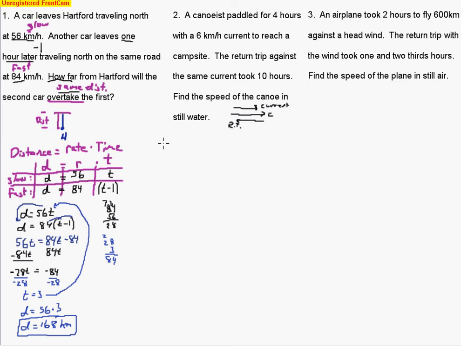So again, it's distance equals rate times time. So we're going to set up our two parts. We've got with current, and then we also end up going against that current. Just like on the last problem, we had the slow car and the fast car. And so I'm going to make my chart here.